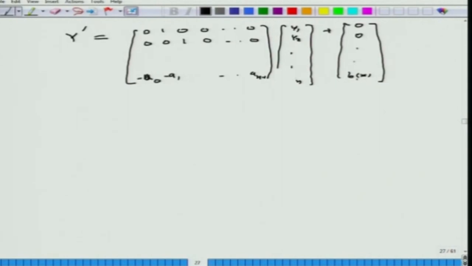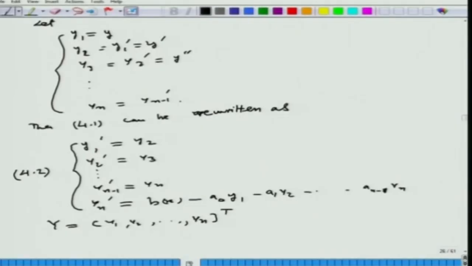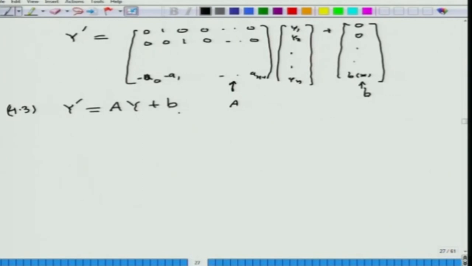So, this system is written like this: y prime equal to the matrix A times y plus some vector B, where A is this matrix and B is this vector. This is called the matrix form of equation 4.1, which was equivalently written as 4.2, a system of first order equations. And so, in matrix form this can be written like this, and the initial point.